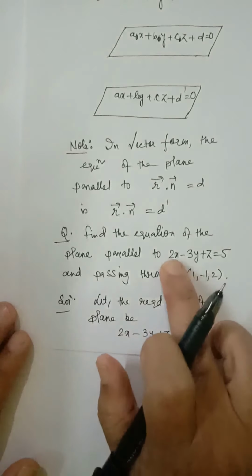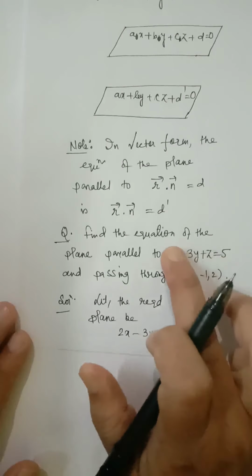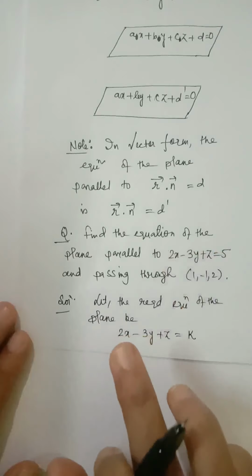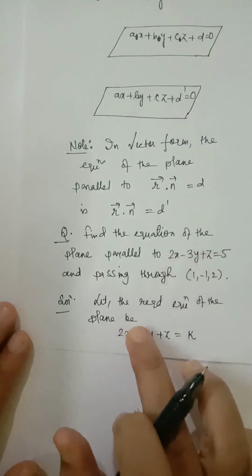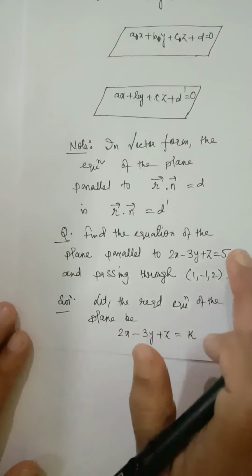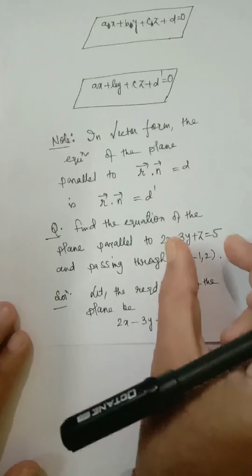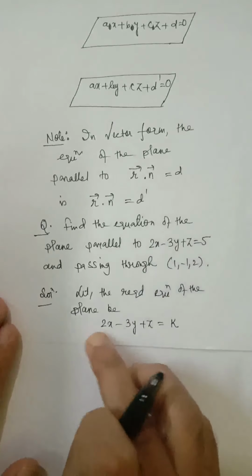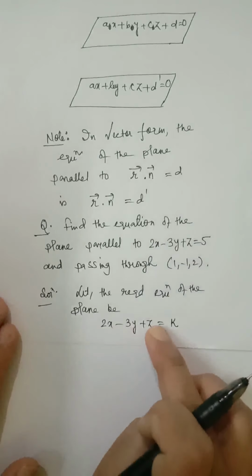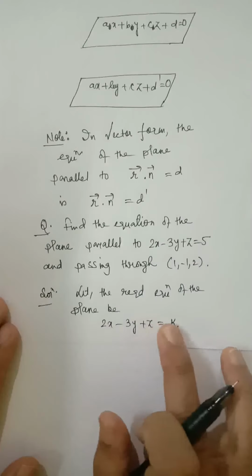you can see this is the given equation of the plane. We want to find a plane parallel to this, so you have to keep the coefficient of x, coefficient of y, coefficient of z unchanged. We have to change the constant term only. So the equation of the plane parallel to this plane will be 2x minus 3y plus z equal to a constant k. This is the equation of the required plane.